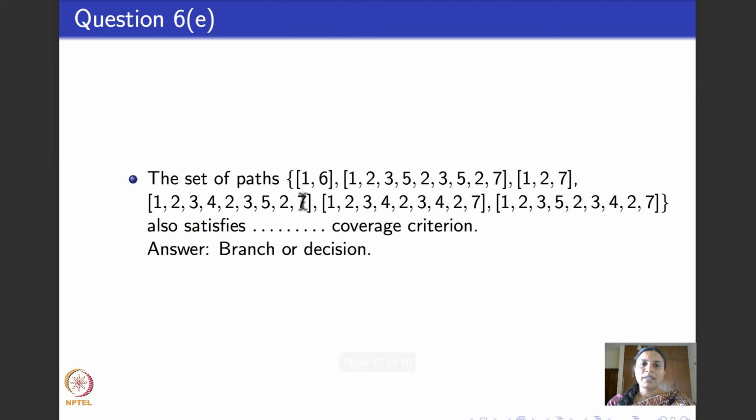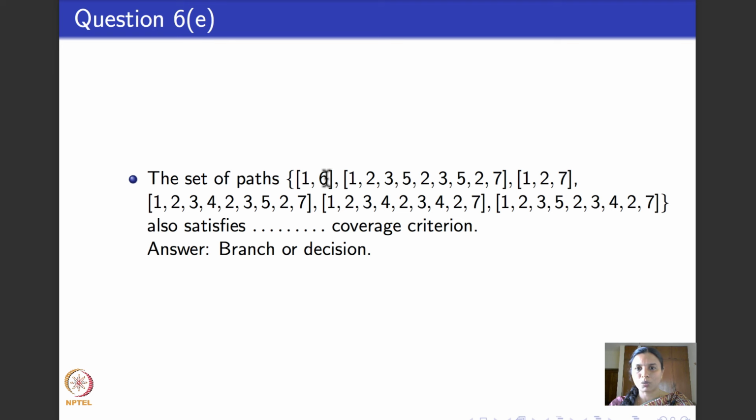Is that clear? The next question again gives you a whole set of paths, and it asks you which coverage criterion it satisfies. A simple answer to this question would be branch coverage. You could have also written decision coverage. That would have also been correct. Why does it cover branch coverage? Because if you look at this set of paths, there are 3 branches corresponding to 3 if statements, and these paths precisely take those branches.